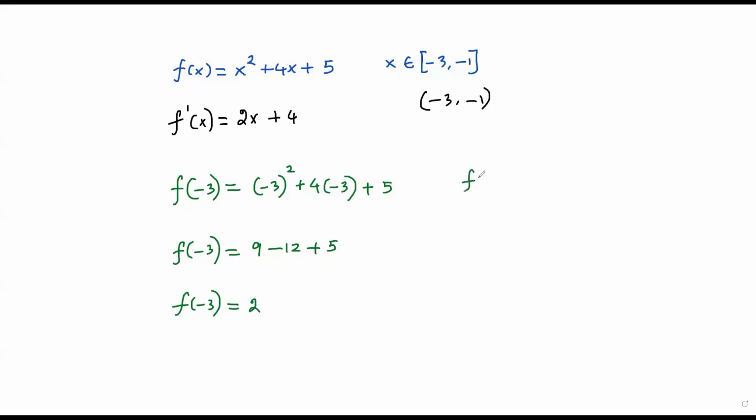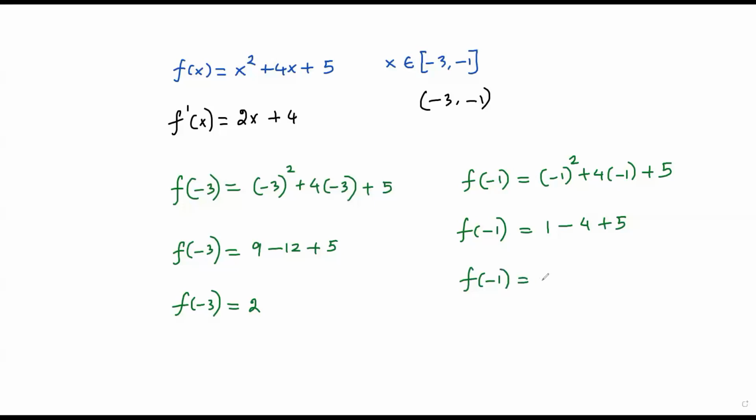Now let's plug in the second boundary value of the interval, negative 1, into the given function. So we get f of negative 1 equals negative 1 squared plus 4 times negative 1 plus 5. Negative 1 squared will become just 1. Plus 4 times negative 1 will become negative 4, plus 5. So f of negative 1 equals 1 plus 5 is 6, 6 minus 4 is 2. So f of negative 3 equals f of negative 1.